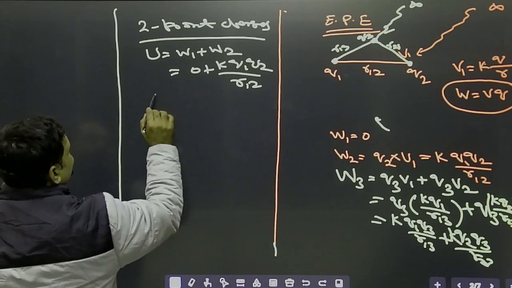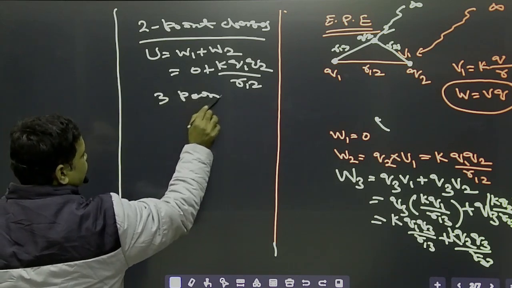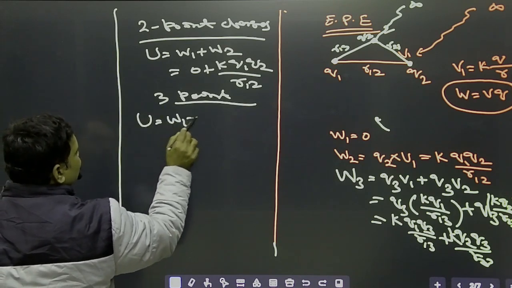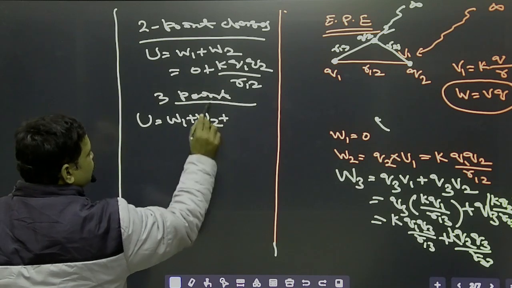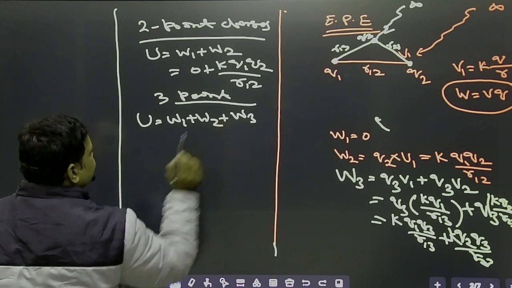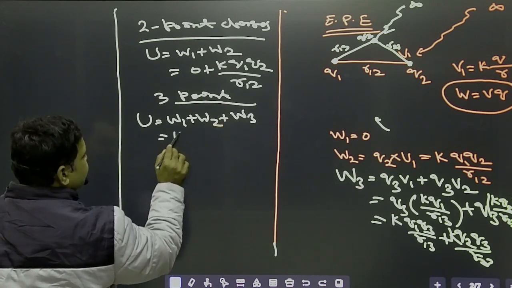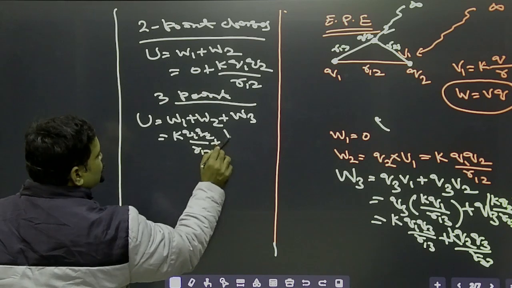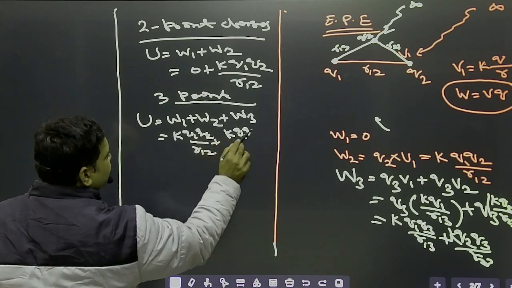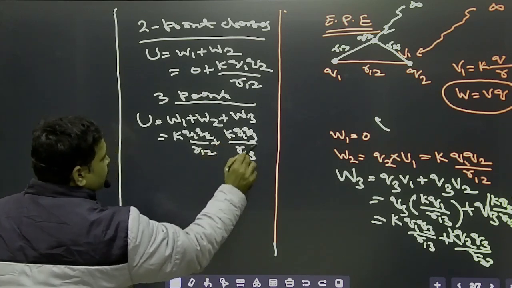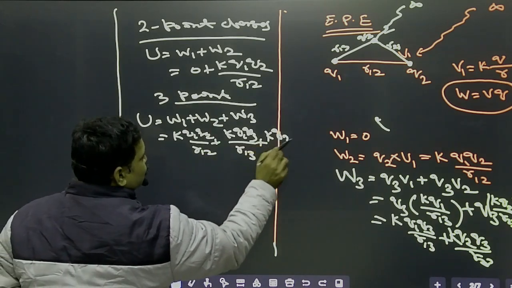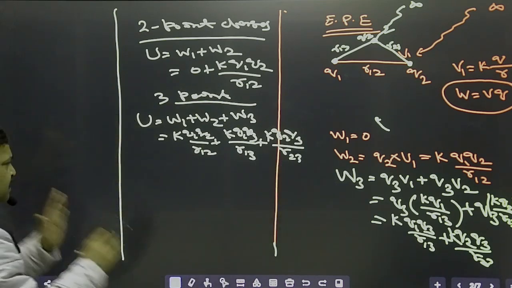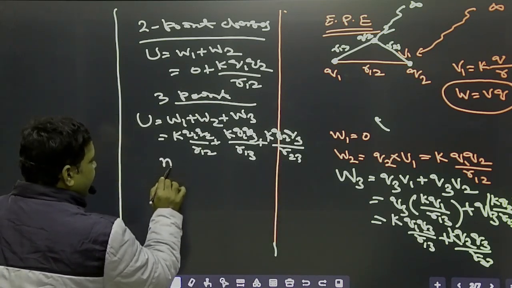Similarly, for 3 point charges, U will be equal to W1 plus W2 plus W3. So this will come as K Q1 Q2 upon R12 plus K Q1 Q3 upon R13 plus K Q2 Q3 upon R23.